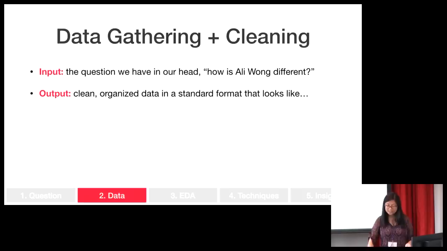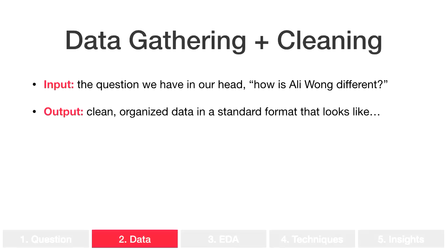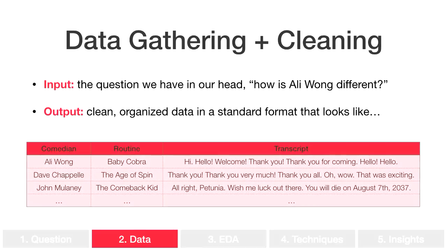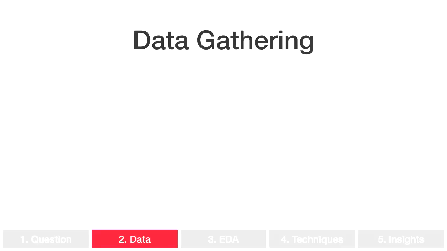OK, great. All right, so now we've got our question. The next step is we have to get our data. So there's 2 parts to this. We have to get our data somehow, and then we also have to clean that data. So the input into this step is, OK, how is Ali Wong different from other comedians? And the output to this step is we want clean, organized data that looks something like this, because this is what a machine can work with.